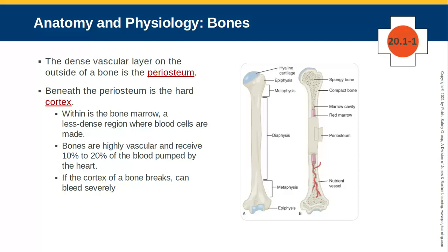Now, specifically inside a bone, we have the cortex. And within that, the bone marrow, a region where blood cells are made. Surprisingly, bones are very, very vascular. 1/10 to 1/5 of all the blood pumped by your heart goes to a bone. If the cortex of a bone breaks, there can be some severe bleeding associated with that. All of this is surrounded by the hard outer layer. Periosteum specifically means outer bone.